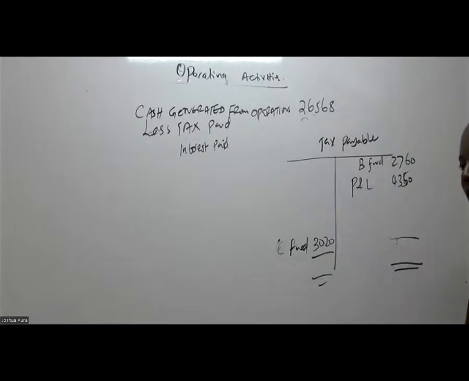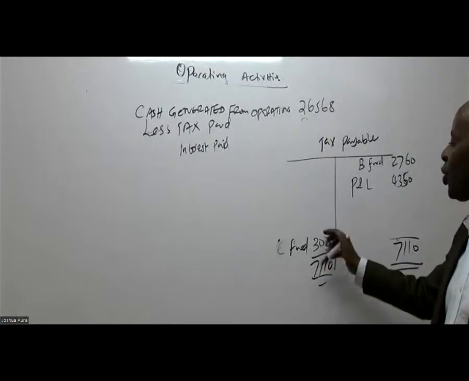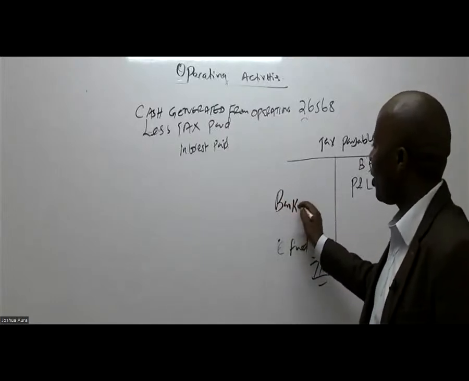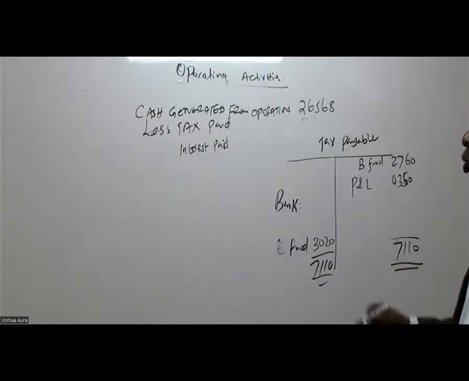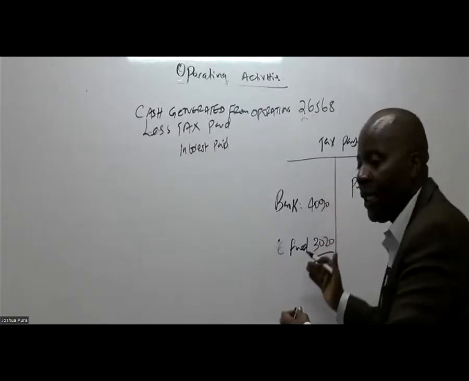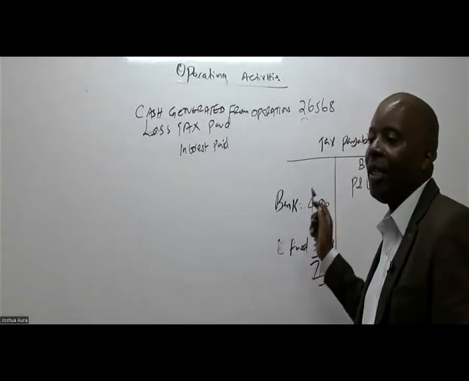4090, I doubt. 4090 is the answer. 7110. So 7110, this is also 7110. So when you subtract the two, then whatever you have here will go to the bank or the cash flow. The bank. So how much? I'm being told it's 4090. So of course I'm debiting this account and crediting the bank.